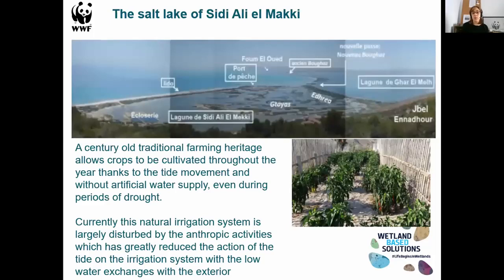And as you were seeing, this is the Sabkhat Sidi Ali Maki, where we have the Gataya, which are the very traditional farming heritage that was brought by the Andalusians, and where the cultivation of the plants does not require any artificial irrigation, even during periods of drought. But this natural irrigation system is now disturbed by the anthropogenic activities that have greatly reduced the action of the tides for the irrigation system to function properly.